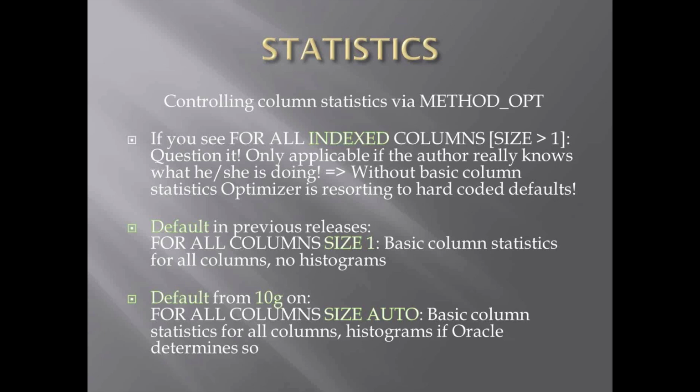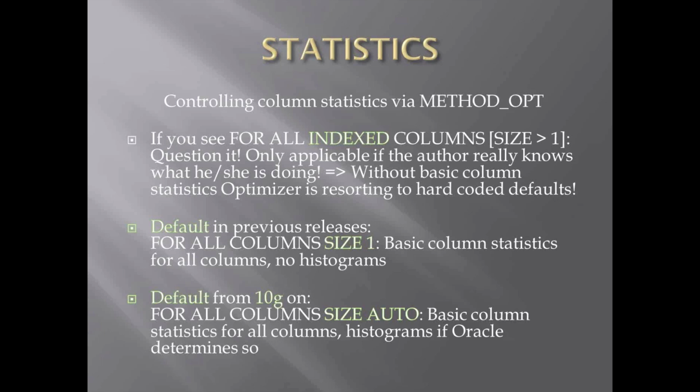The default in previous releases for this column statistics configuration was FOR ALL COLUMNS SIZE 1, and this size thing basically says, do you want extended statistics, do you want histograms on the columns, and we'll come to histograms in a second, or do you only want basic statistics? So size 1 basically says no histograms at all, basic column statistics. Since 10g this has changed.